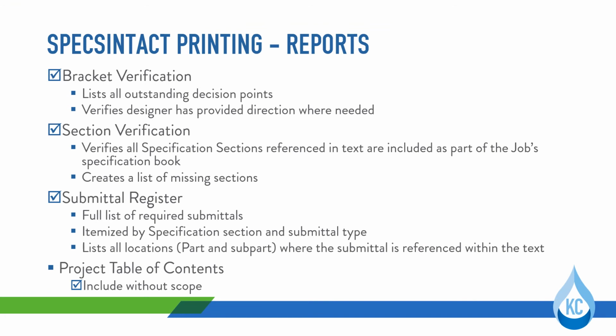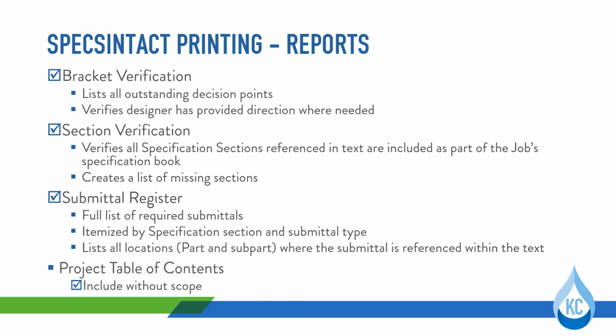The second tab under the printing option is the Reports tab, and it allows you to select which QA/QC reports you'd like to be generated. The green stormwater infrastructure specifications are currently coded to run the following. Bracket verification checks that there are no outstanding decision points that the designer may have missed. It creates a list of all outstanding decision points so that the designer can provide input where it's needed. So, for instance, when editing the specification, if the designer opts to ignore one of the decision points along the way, this is a good check for them to go back and fill in that information.